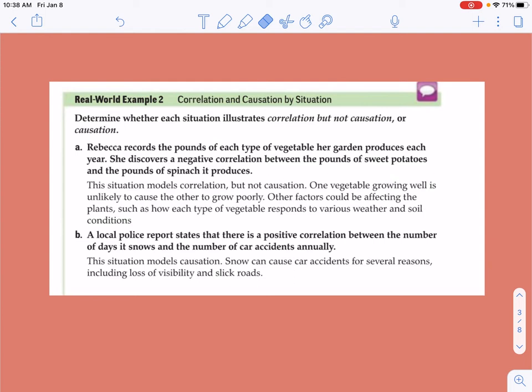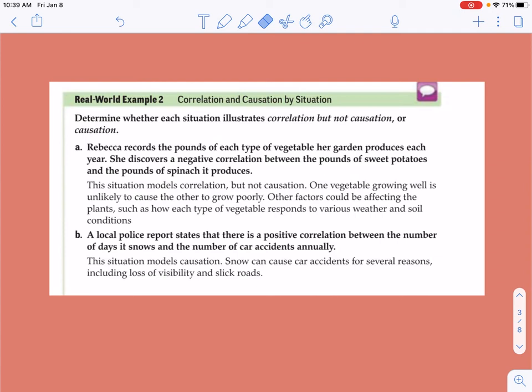And the statisticians do this all the time, and they have these coefficients and things they use to help with that. So let's look at this from situation to situation. It says, determine whether each situation illustrates correlation but not causation, or causation. All right, so in letter A, it says, Rebecca records the pounds of each type of vegetable her garden produces each year. She discovers a negative correlation between the pounds of sweet potatoes and the pounds of spinach it produces. And the book goes on to say, it models correlation but not causation.